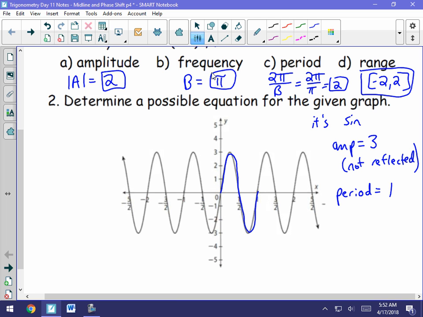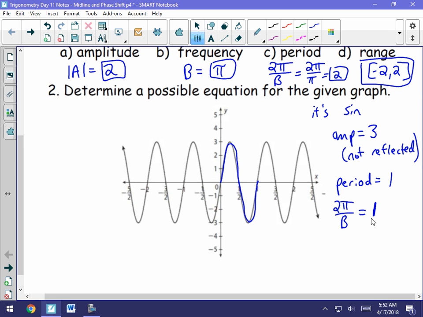So normally you have the frequency to find the period. However, you can also go the other direction. So if I know the period, I can then use that to find the frequency, because then 2 pi over b must equal 1. And then I can use that to solve for b. So if I multiply both sides by that denominator and that crosses out, I get that frequency is equal to 2 pi. Again, a little strange because we're used to seeing a number there, but that happens sometimes.